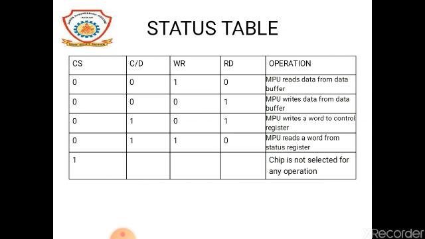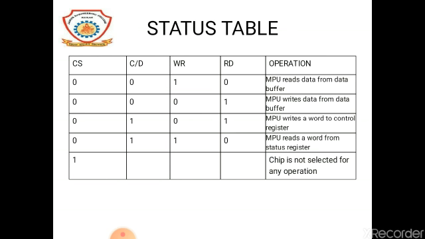Status table has 5 columns. Each column has a significance. First is the CS. CS is the chip select. Second is the C/D bar, control or data. Third one is the WR bar. Next is the RD bar and then operation. So bit position decides the working of the operations or working of the 8251.